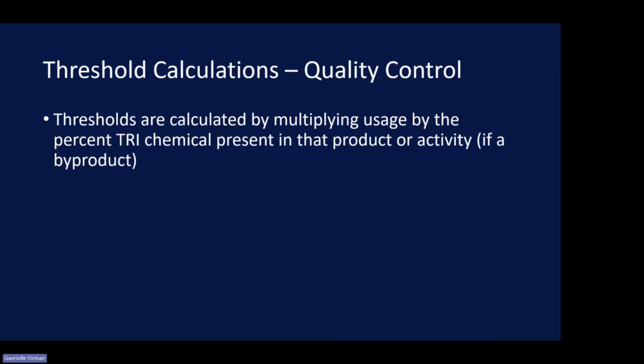Quality control wise, your thresholds are calculated by multiplying how much of a product you used by the percent of that TRI chemical present in the product. Are your calculations running properly? My biggest pet peeve with a spreadsheet is if I enter in my usage data and then I go, oh shoot, I missed a product. And so I just go and enter in a row or a column to enter in that information. And now suddenly the whole spreadsheet's broken. But maybe you're referencing a cell and it still has a number. And so it's still going to give you an output. But that output might not be accurate anymore.